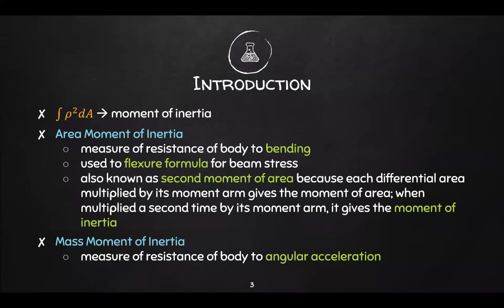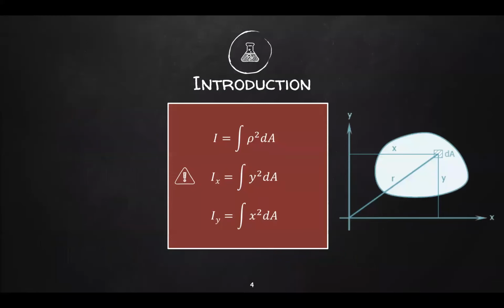So correct, area moment is for strength of materials. Mass moment is for dynamics of rigid bodies, which is not the scope of this course. Next, let's have the equations. So moment of inertia is denoted by I. So I equals integral of rho squared dA.